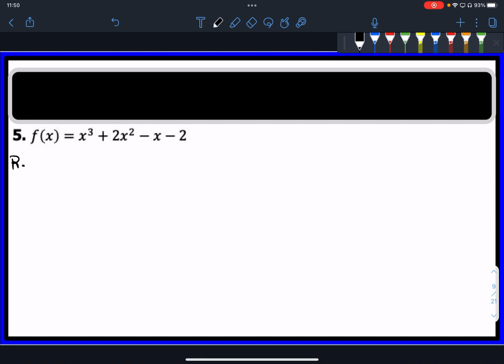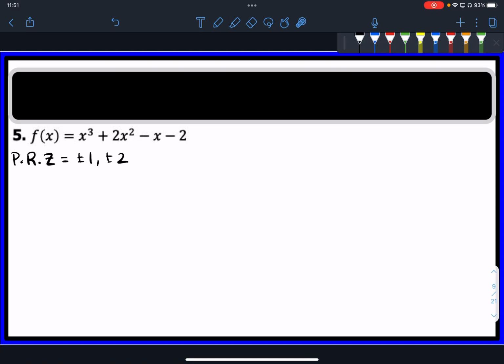So, possible rational zeros. I do that by getting the factors of 2 and dividing by the factors of 1. Since I'm dividing by 1, it's not going to change these factors. The factors of 2 are 1 and 2. I'm going to divide them by 1, so this list is not going to change.